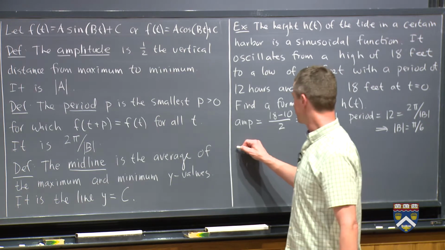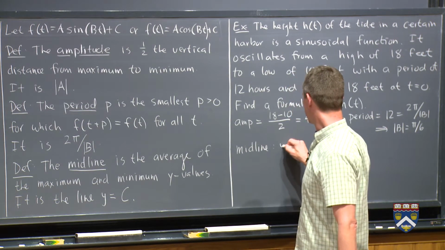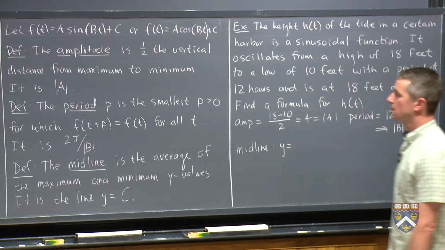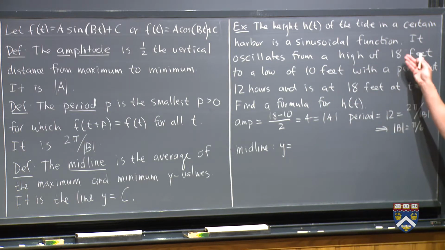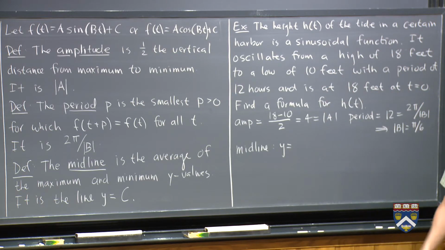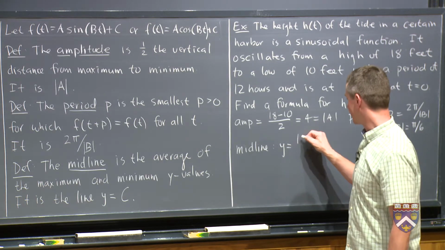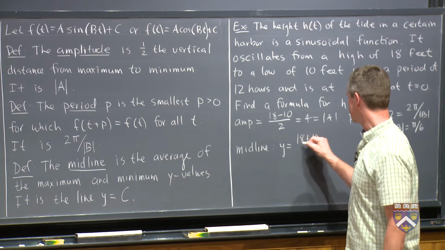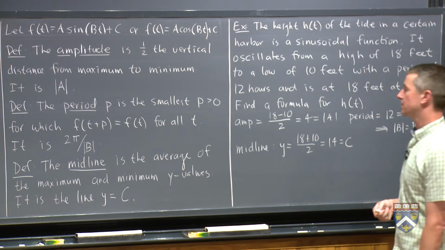The midline is supposed to be y equals the average of the max and min y values. So the highest y value is 18, the lowest is 10. So halfway between those should be 14. And again, if you want to write that out as a formula, you can say 18 plus 10 over 2, that's 14. So that's our value for c.